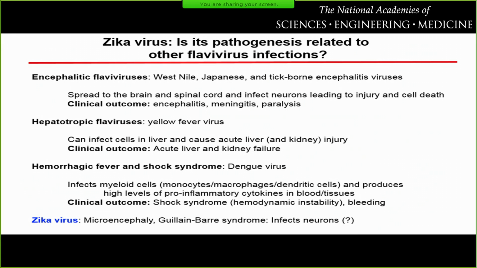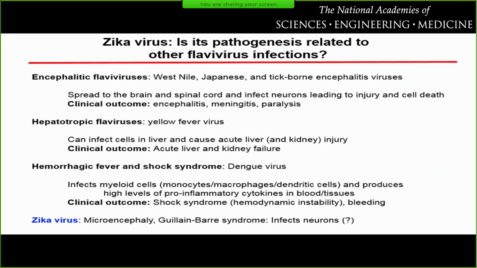And then there are the hepatotropic flaviviruses, of which yellow fever is the primary example, which can infect liver cells and cause injury, but also can cause injury in the kidney. And you can get a hepatorenal syndrome. And this can lead to acute liver and kidney failure, and this can be very devastating.